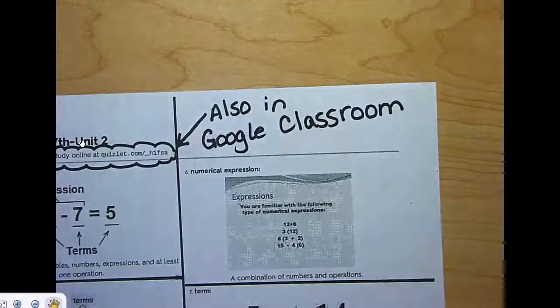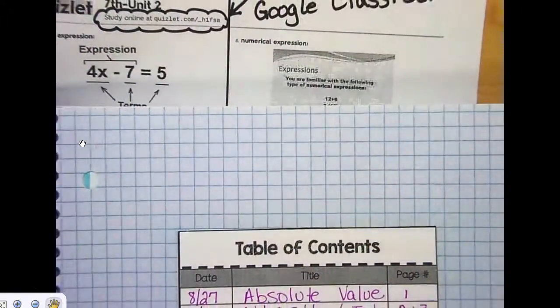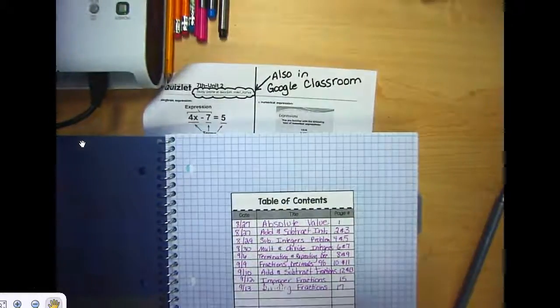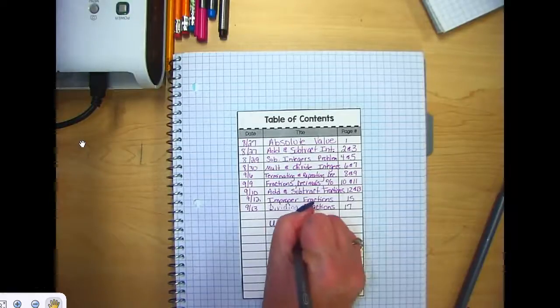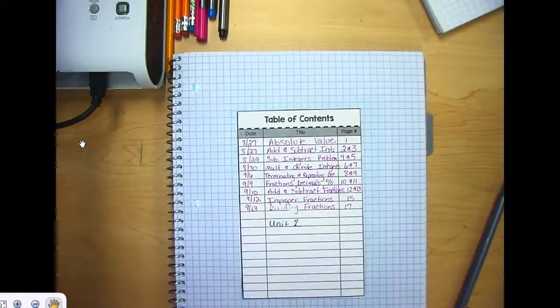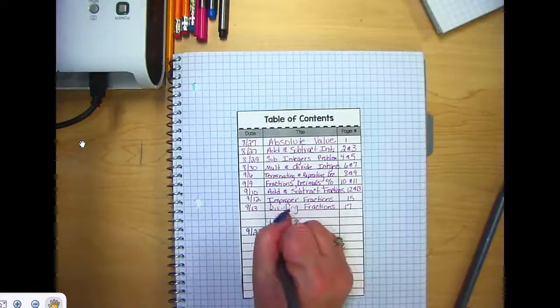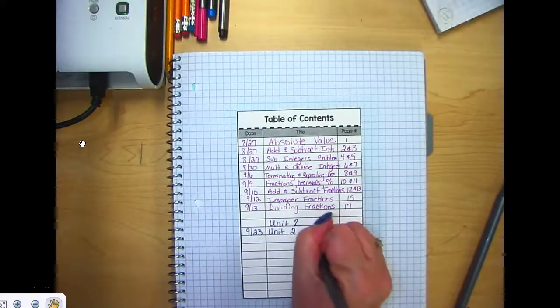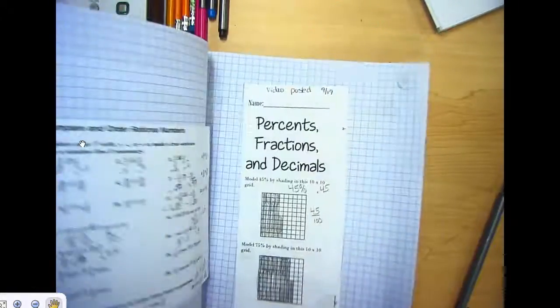Okay. All right. So in our journal, we're going to put that in our journal. Let's see. If you don't have your journal, you can get your journal. Dividing fractions. It looked like this one. What's the reciprocal?